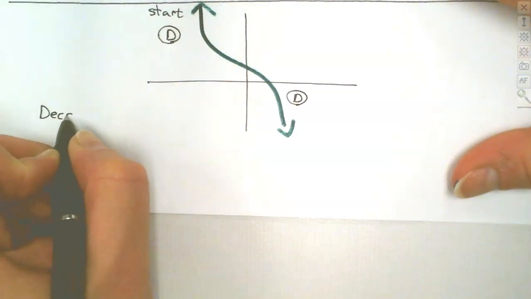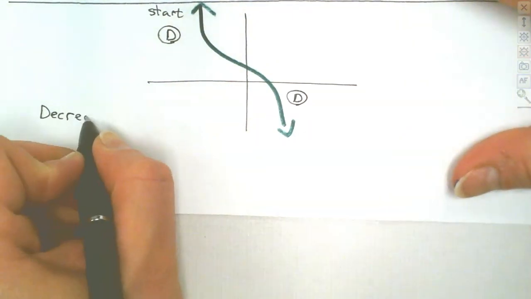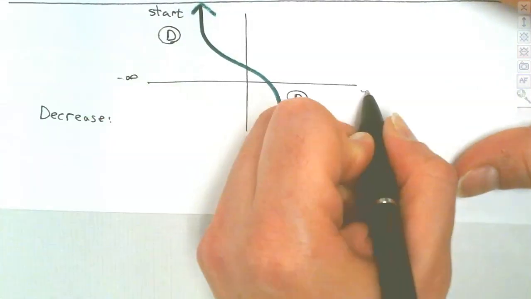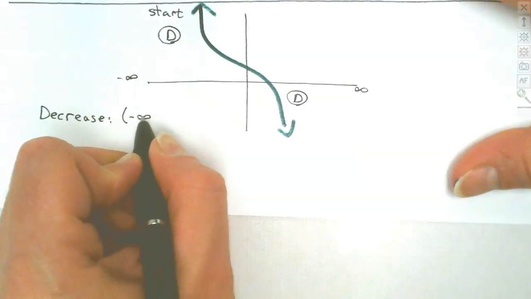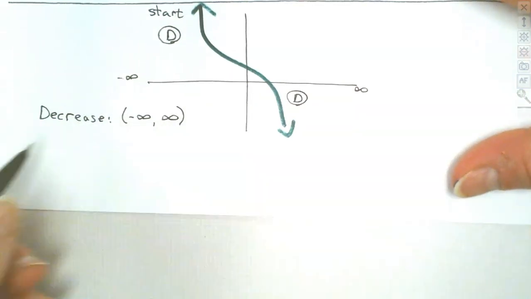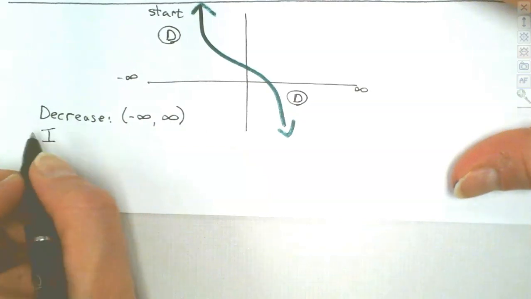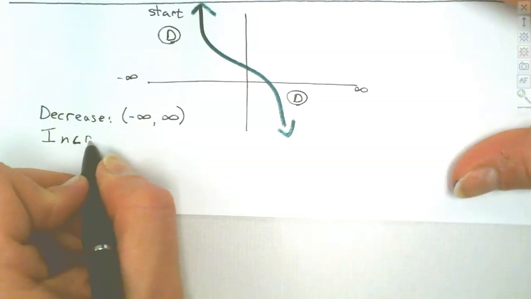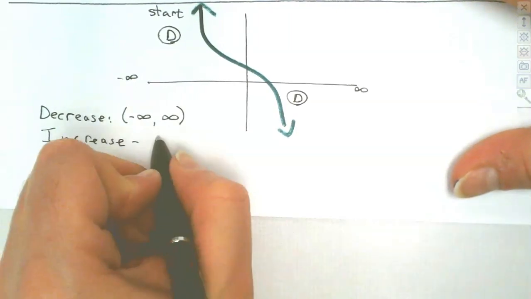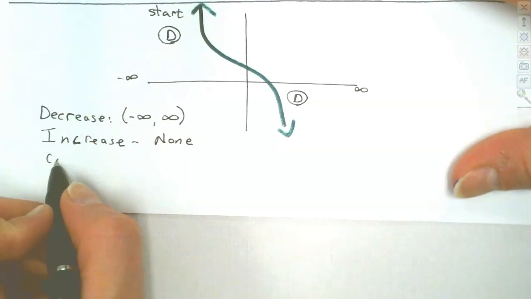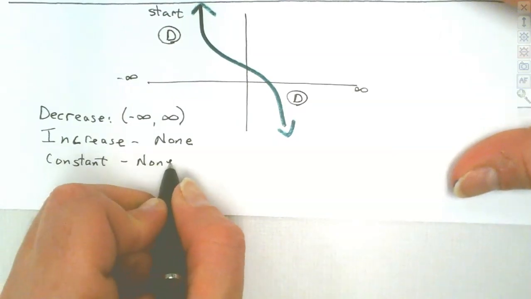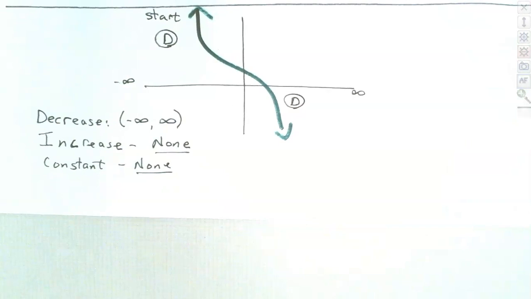So what about the decrease part? Where does it decrease from? Let's get that first. Well, it decreases everywhere. So it decreases from negative to positive infinity. What about the increase part? Is there an increase part at all? No. So that would be none. It never increases. So that's none then. What about the constant part? Is it ever constant? Nope. So that's none as well. So that one decreases everywhere. Never goes up, never stays constant.